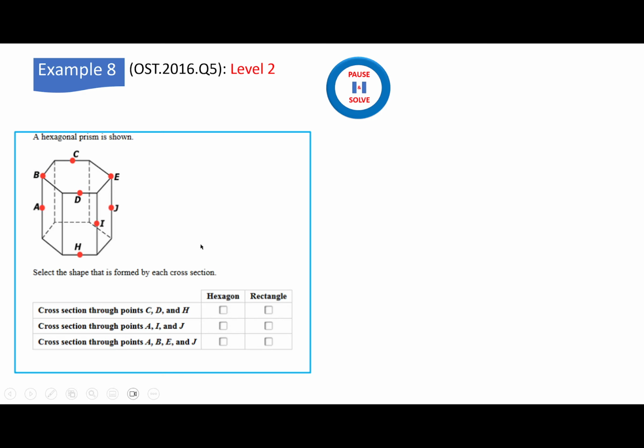Example 8. This is an interesting example. I actually like it. A hexagonal prism is shown. Select the shape that is formed by each cross section. The first cross section is CDH. CDH. Obviously, it is a rectangle.